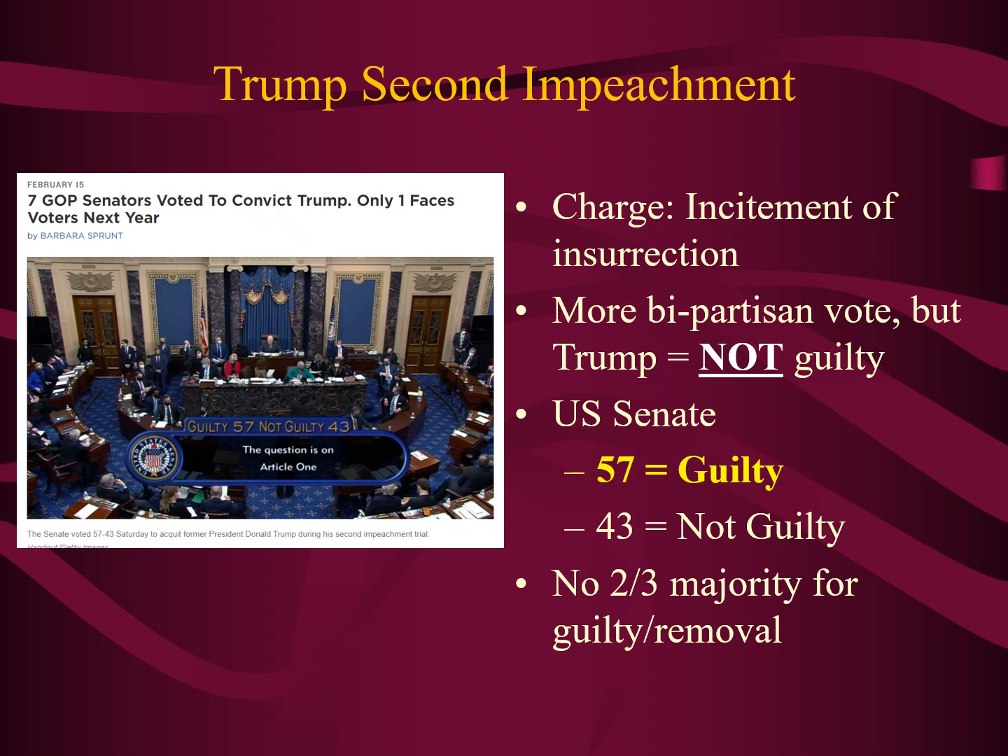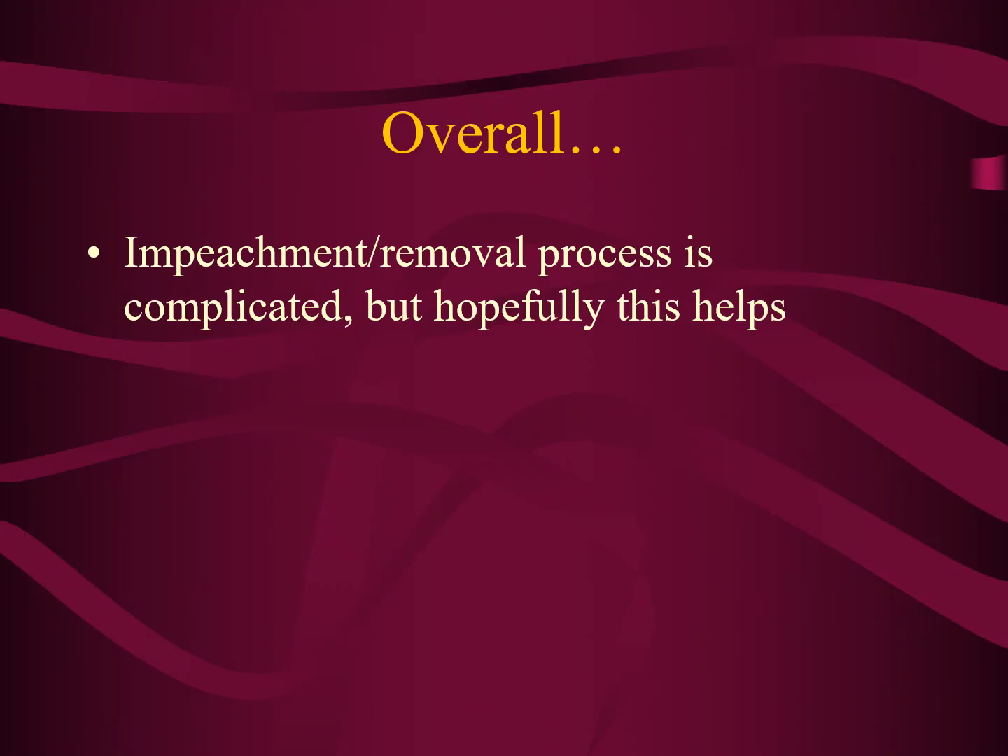There were 57 senators who voted guilty, and 7 of the Republicans actually voted with the Democrats as they believed that he was guilty. However, it's important to note President Trump was impeached, but he was not removed because there was no 2/3 majority that's necessary in order to remove him from office. Hopefully this helps to explain a bit of the complicated process to impeach and then remove the president.